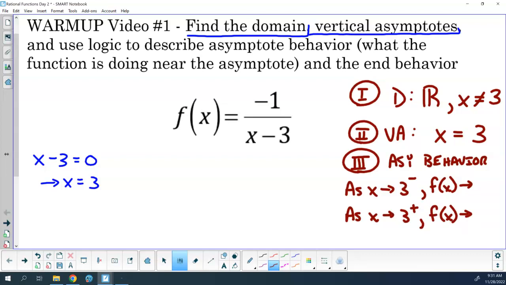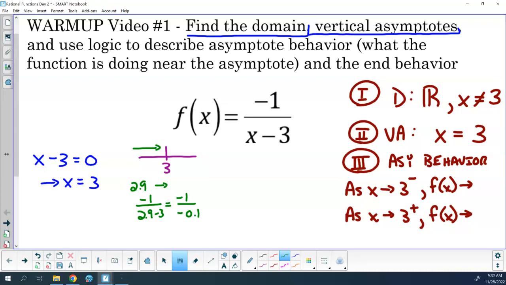If I'm thinking about 3 on a number line, I've got 3 here. As I approach from the left, that means I would have numbers just a little bit smaller than 3, for instance, like 2.9. If I plug 2.9 into my function, then I get negative 1 over 2.9 minus 3. Well, that's going to be negative 1 over negative 0.1.